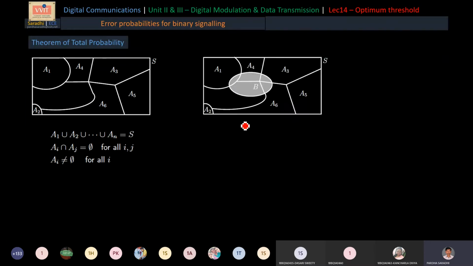Now imagine that there is some sub-region, subset B, denoted by B. And this B is overlapping with the already existing mutually exclusive regions.